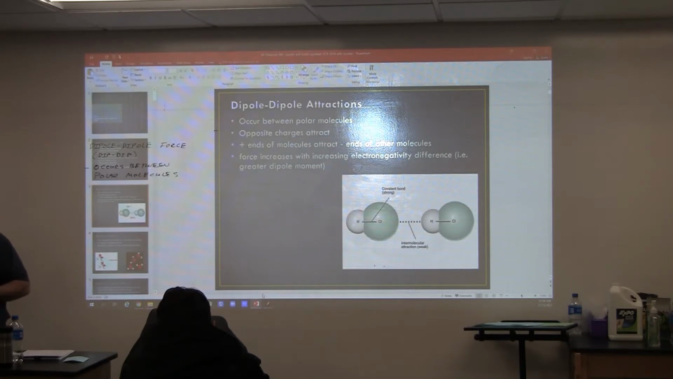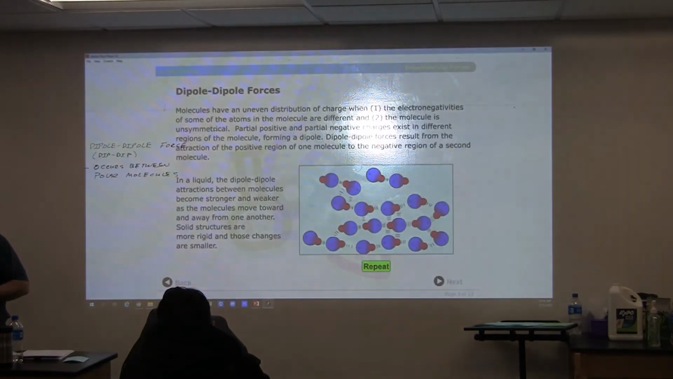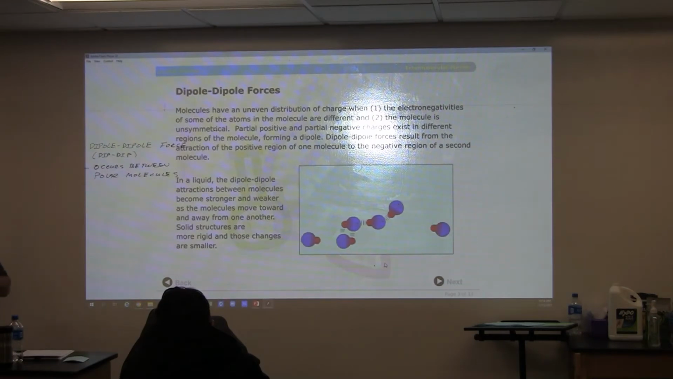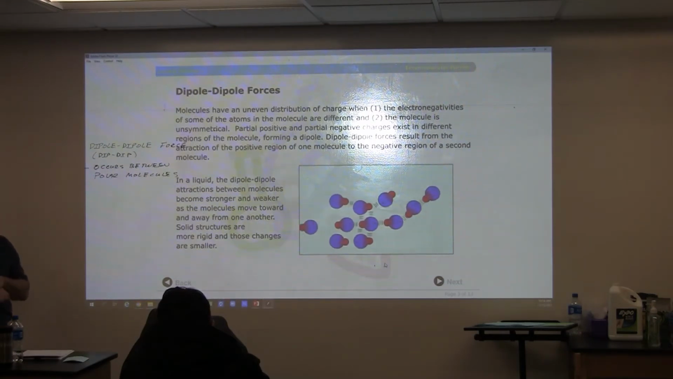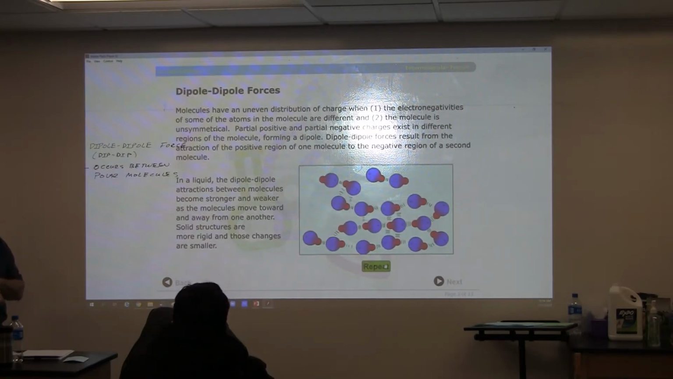Let me show you a little simulation of it. So it might look something like this. Here's a bunch of little polar molecules. Notice they're lining up in ways that are favorably attractive. Opposite ends attract, and so they align that way. And that attraction holds them together.